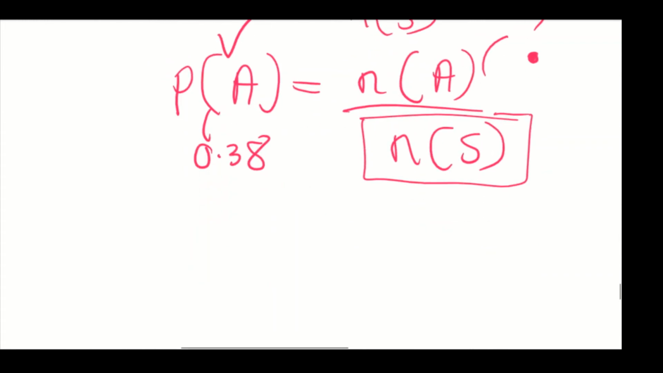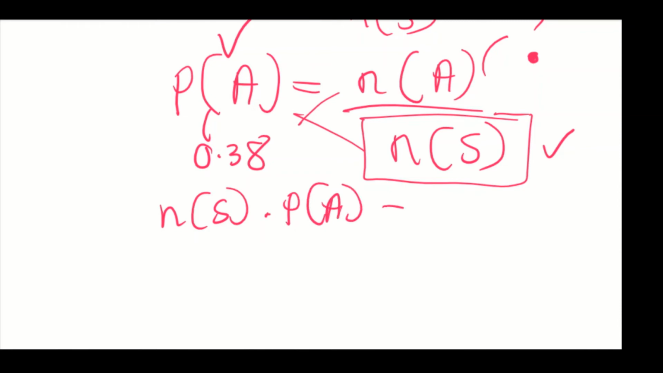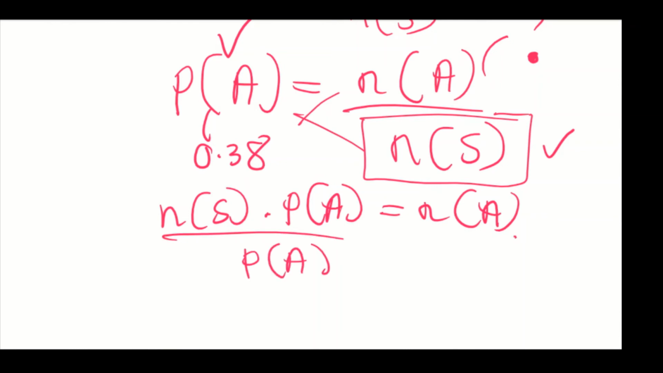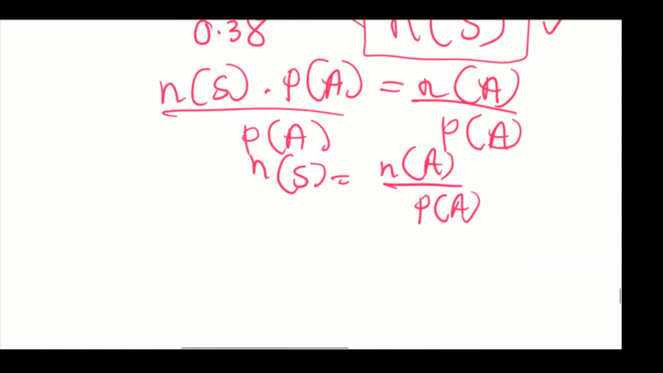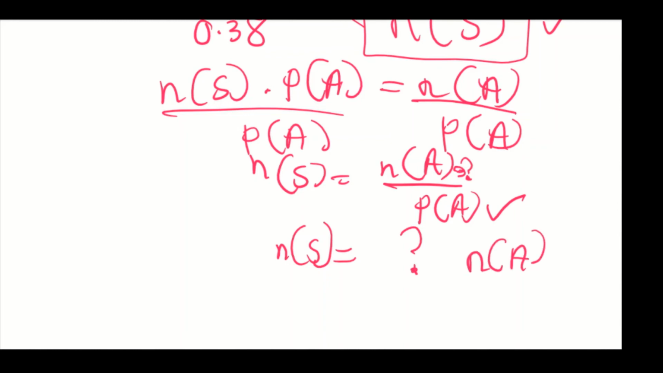If we were told N of A, because we are looking for the number of samples, we would cross multiply and say N of S multiplied by P of A is equal to N of A, and to find N of S, we divide by P of A, meaning N of S is equal to N of A divided by P of A. This is how we would find the sample space of this problem. But since we don't know the value of N of A, we cannot identify the number of the sample space.